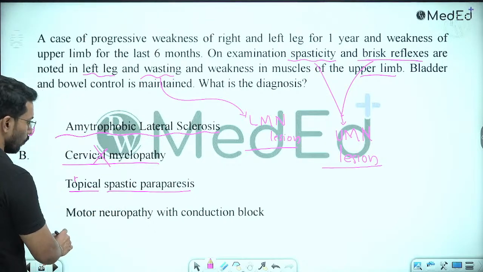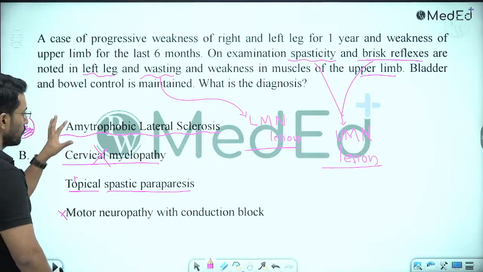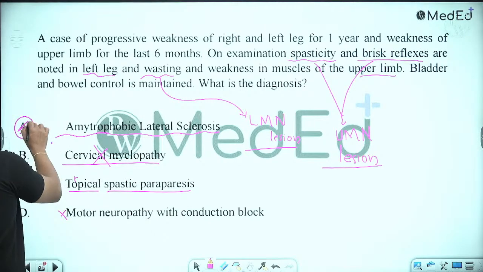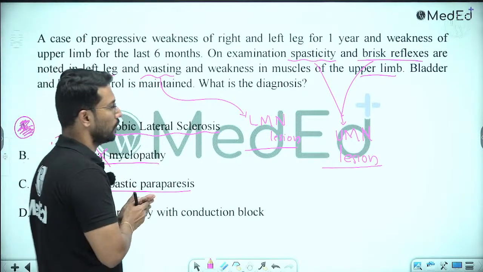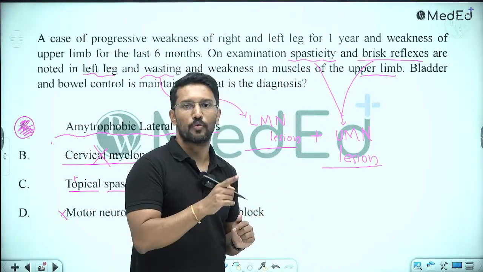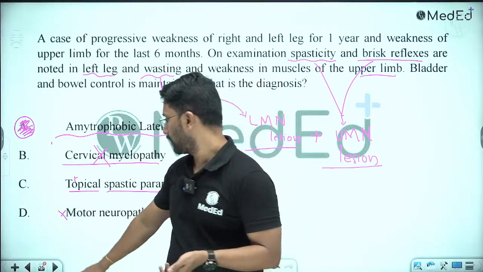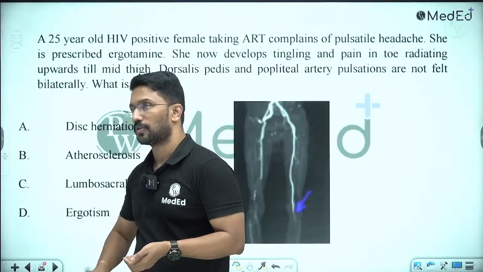Okay. Then motor neuropathy with conduction block? No. Right. So this is very clearly a case of amyotrophic lateral sclerosis. So this is the only condition where you have LMN plus UMN involvement. Name itself says amyotrophy, that means LMN, then lateral sclerosis, that means UMN. So that would be the answer for this question.